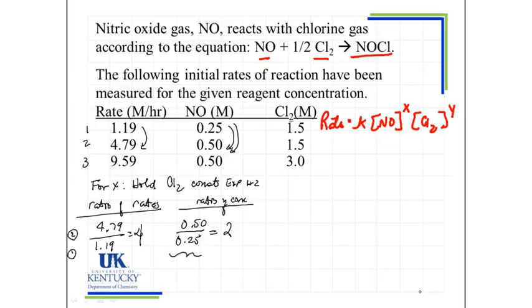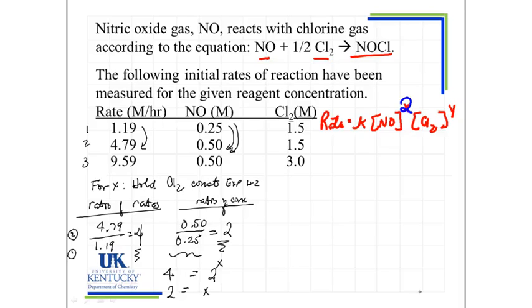Now what do these numbers tell me? I am doubling the concentration of NO, there's the 2, and I'm seeing a quadrupling in the rate. So we say 2 to what power, that's my x, will give me 4? Certainly x is going to be 2. If I raise it to the second power, it fulfills that, and that tells me the order of NO is second order, and I can put a 2 there.